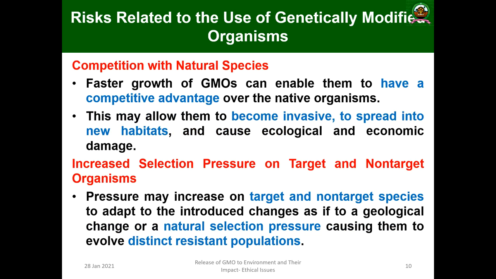Next one is competition with natural species. The genetically modified organism can grow very fast. They have a competitive advantage over the native organism. Natural organisms survive very slowly with respect to environmental aspects, but the genetically modified organism has a much more adaptive ability due to the incoming gene. They will proliferate and multiply rapidly, and the existing species may diminish from the ecosystem. This may allow them to become invasive, spread into new habitats, and cause ecological or economic damage.